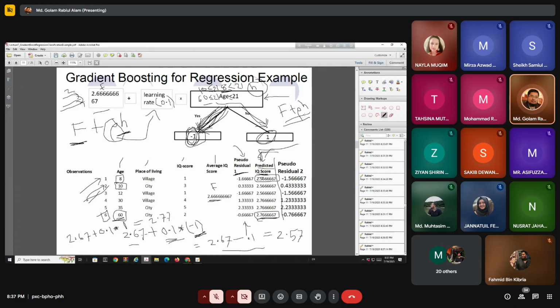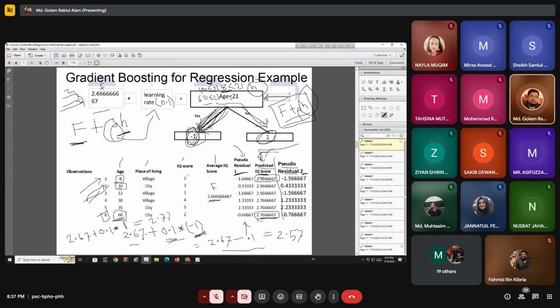But now we have to analyze, or test, to determine the errors, if there is any error or not. Because previously we had a model F, then we added H. If there are still some errors, then we have to continue to add new trees. So that's why we have to find out the pseudo residual 2, that means second time.